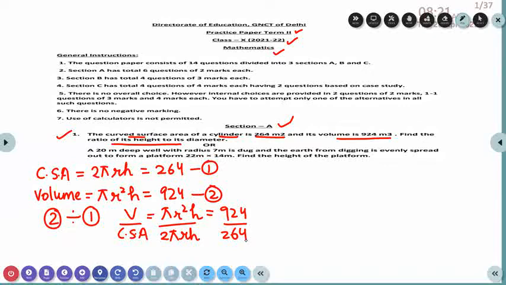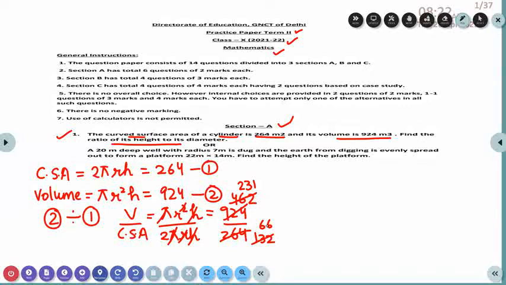Similarly on the other side, if we cancel by 2, 2 4s are 8, 2 6s are 12, 2 2s are 4, then 2 1s are 2, 2 3s are 6, 2 2s are 4. Again 2 2s are 4, 2 3s are 6, 2 1s are 2, 2 6s are 12. Then we can cancel it by 11. 11 2s are 22 and 1, so it will be 21 and this will be 6. And 21 by 6 can be cancelled out by 3. 3 7s are 21 and 3 2s are 6.